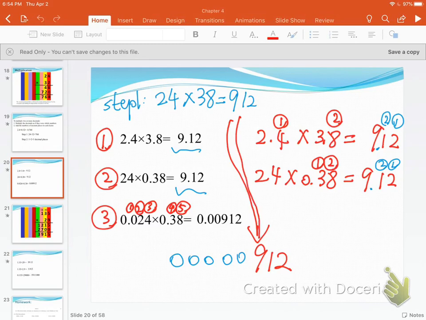Okay? So we got this 912 from step 1, multiplication without decimal points. And then we count 5 decimal places now. 1, 2, 3, 4, 5. So these are the decimal parts. Where's the decimal point in the answer? Here. So the answer is 0.00912.